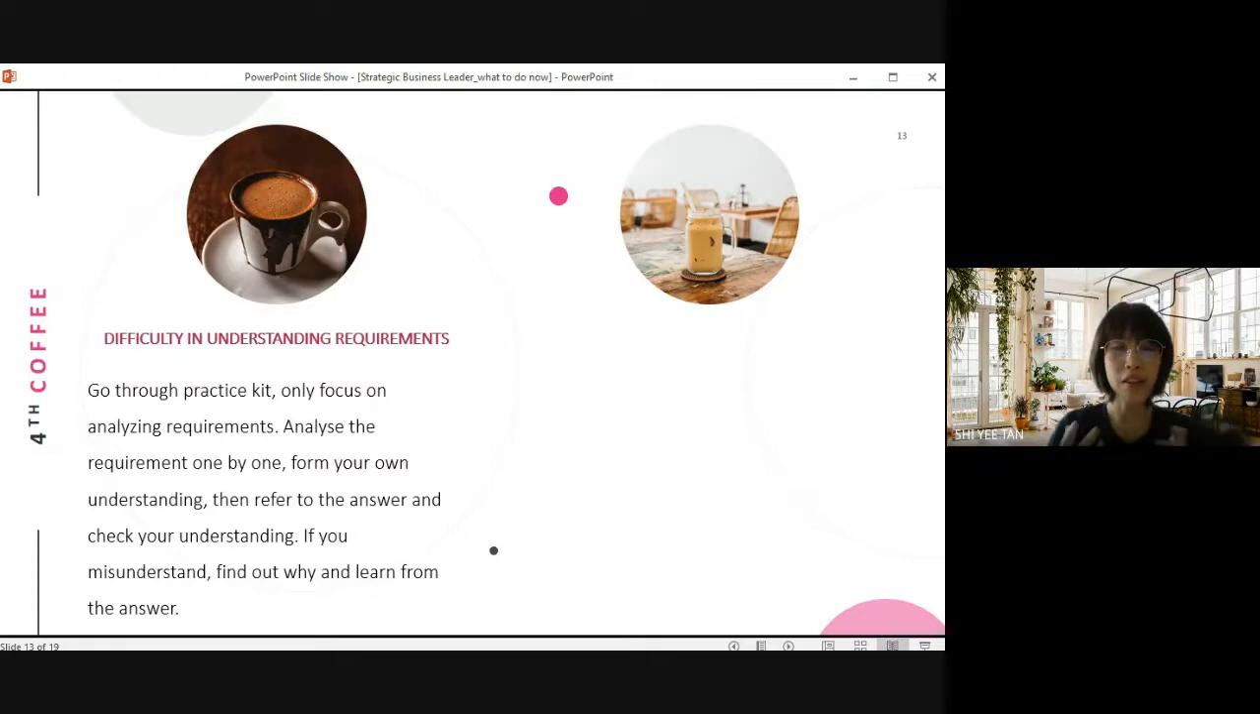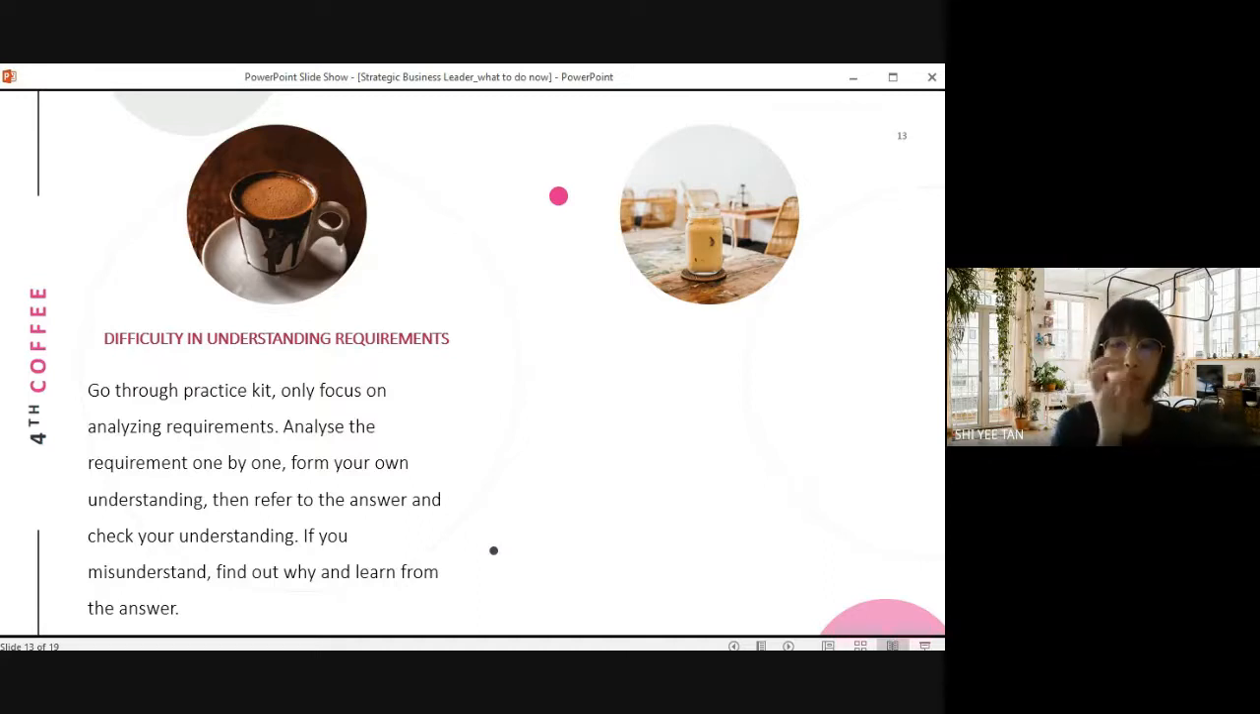So if this is the case, then what is my advice to you? You should get your practice kit and go through it, but only focus on analyzing the requirement. It means you are not going to read the case study. We analyze the requirement itself, what it asks us to do. And you're going to do it repetitively from question 1 to question 2 to question 3 to question 4, every single one. If this is your major problem, you are going to focus on analyzing the requirement only. Don't read the case study, and analyze the requirement one by one, forming your own understanding.